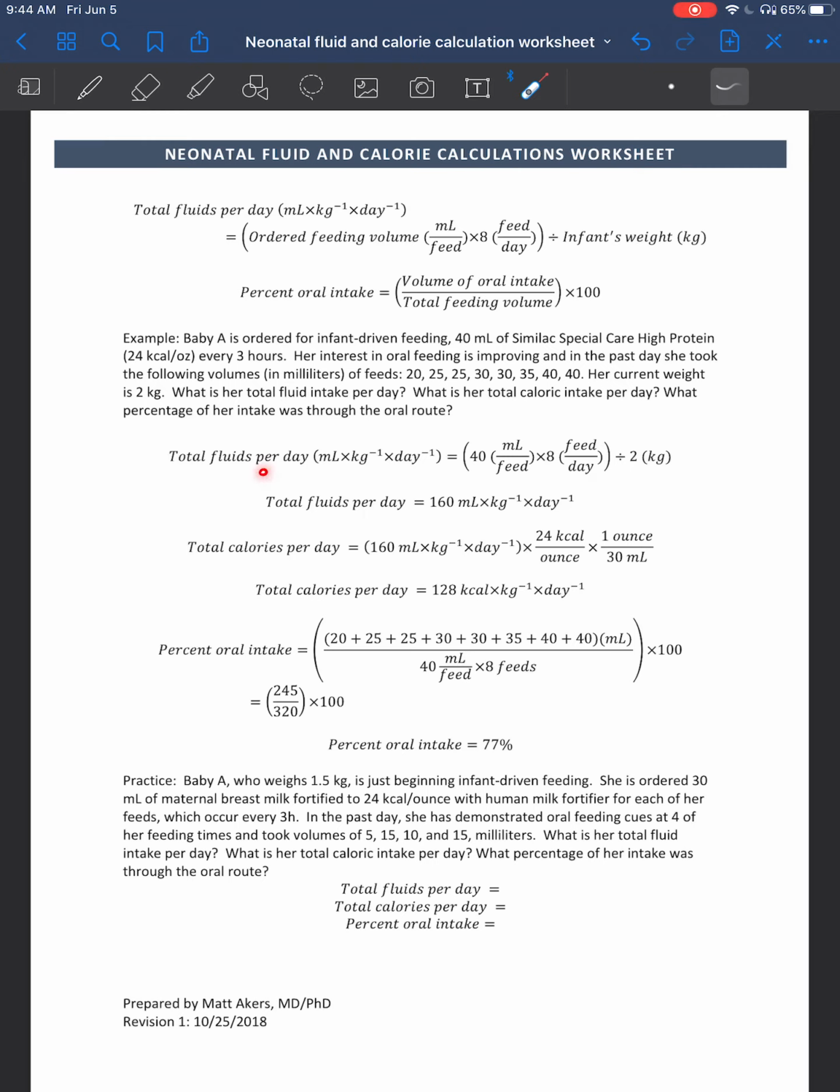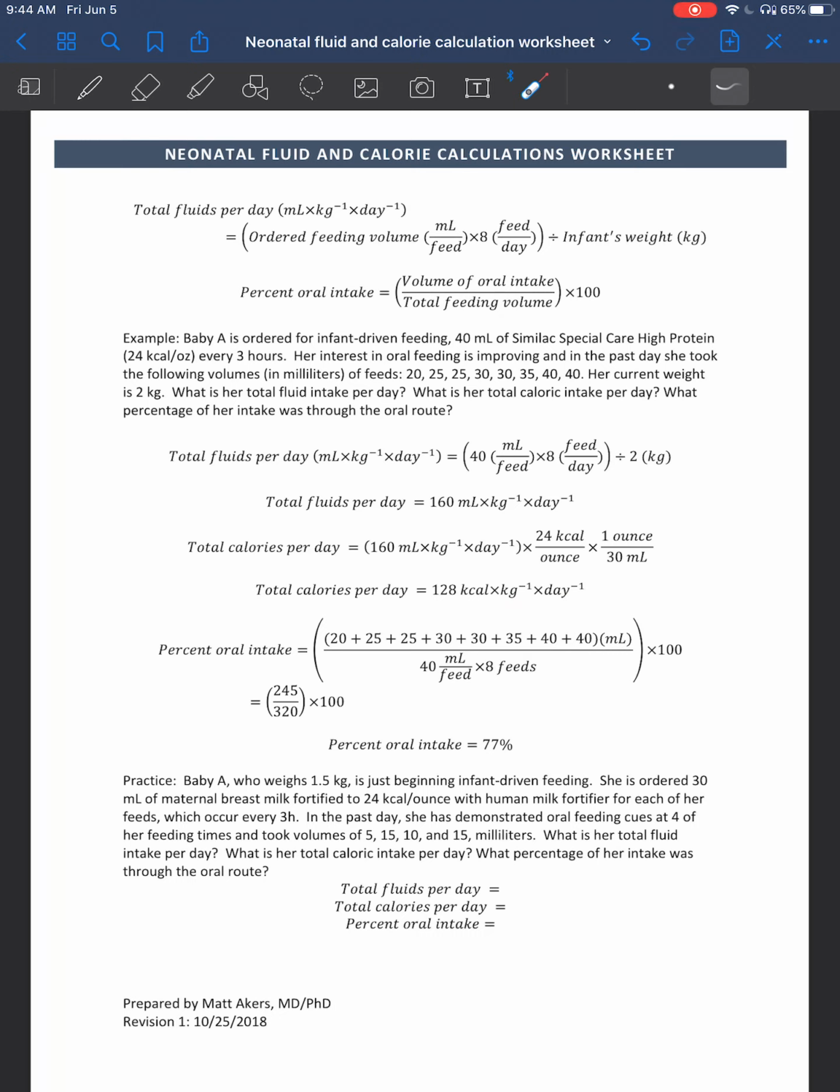For the total fluids per day, we take the feeding volume as we have in previous examples, multiply it by the number of feeds per day, and divide it by the baby's weight. In this scenario, the total fluids per day is 160 milliliters per kilogram per day. To get to the calories, again, we multiply by the caloric density of the formula and the conversion factor to get to milliliters. Here, the total calories per day, 128 kcals per kilo per day.